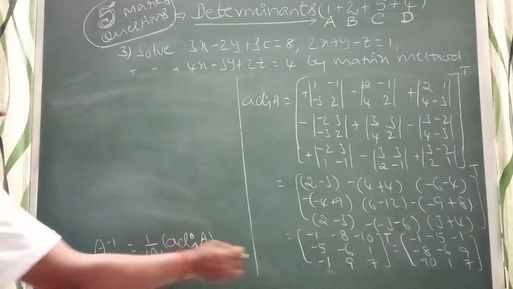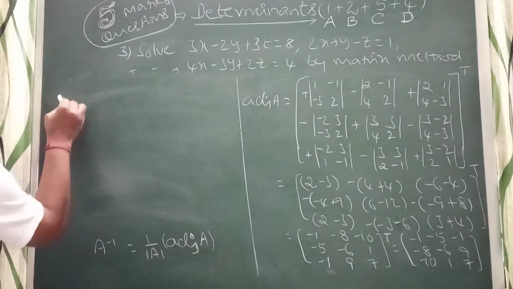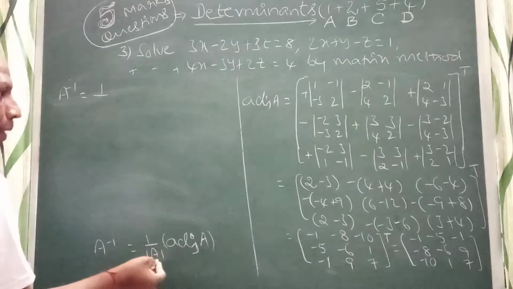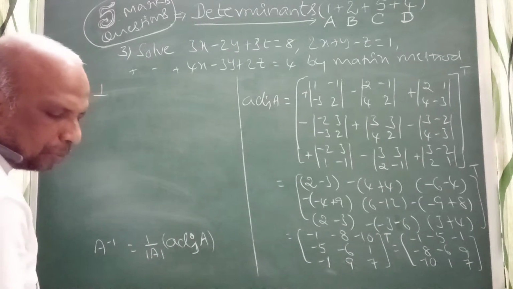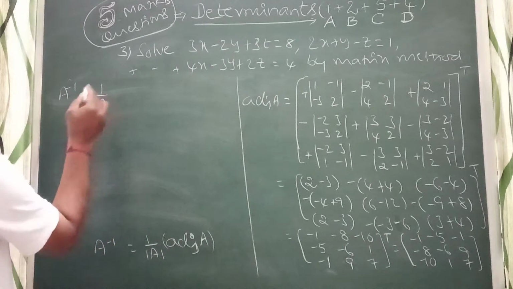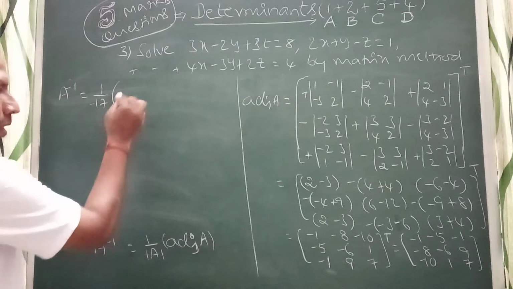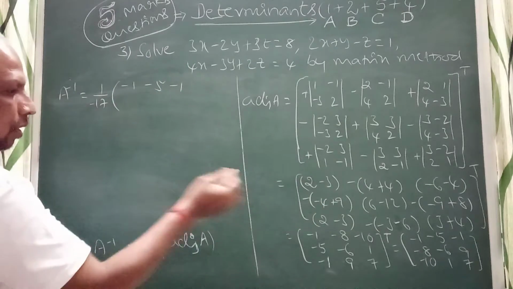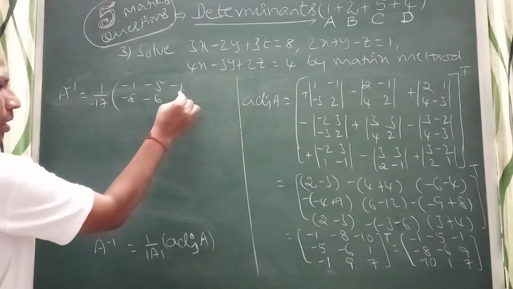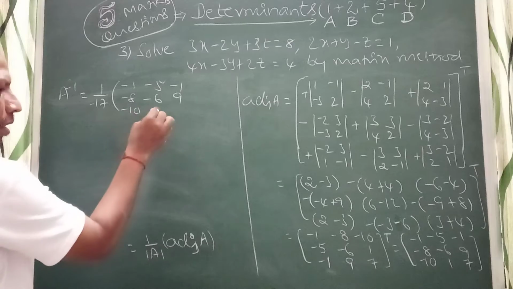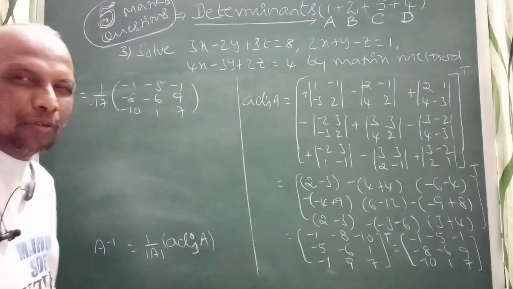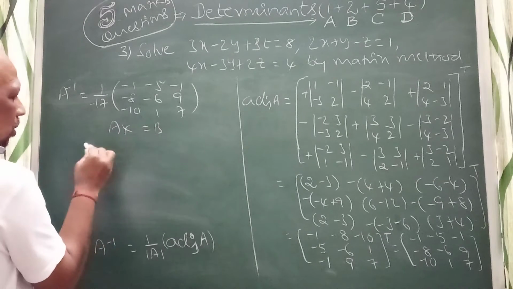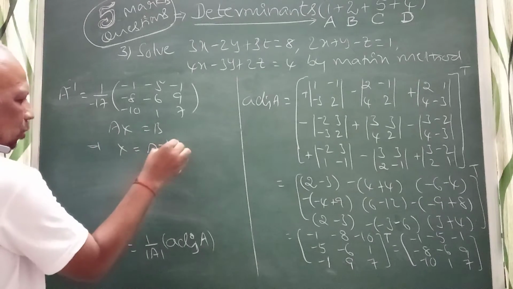After finding this, I can write here A inverse is equal to 1 by det A, which we have taken. Det A we got minus 17, right? Minus 17 into the matrix minus 1, minus 5, minus 1, minus 8, minus 6, 9, minus 10, 1, 7. This is A inverse. Now I will write Ax is equal to B, which implies x is equal to A inverse into B.